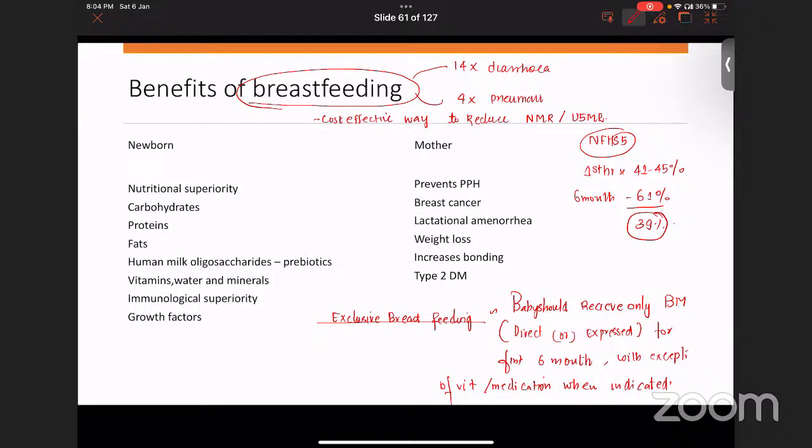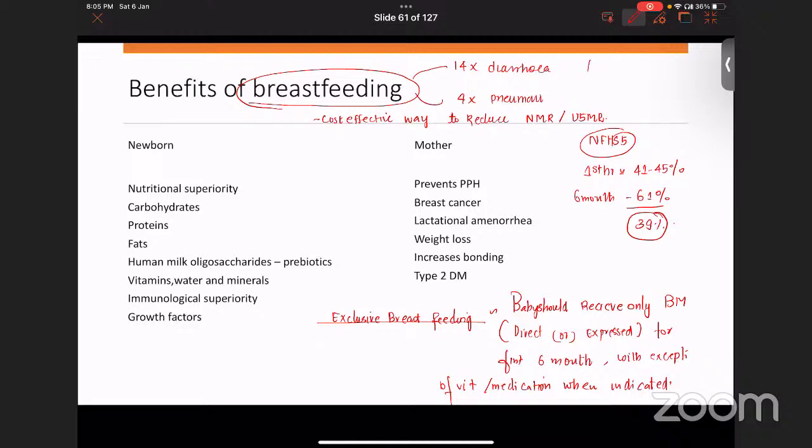So exclusive breastfeeding is, the baby should receive only breast milk, either direct from the mother or expressed, for the first 6 months with the exception of vitamin D or medication when indicated. This is the definition. So what are the benefits of breastfeeding? This is the important 10 mark question.